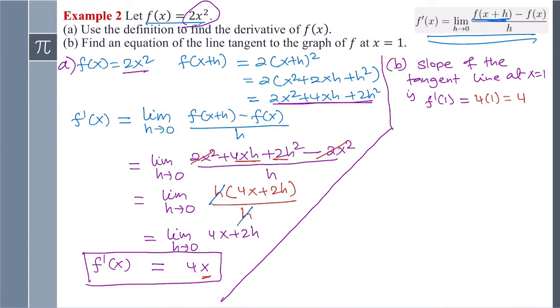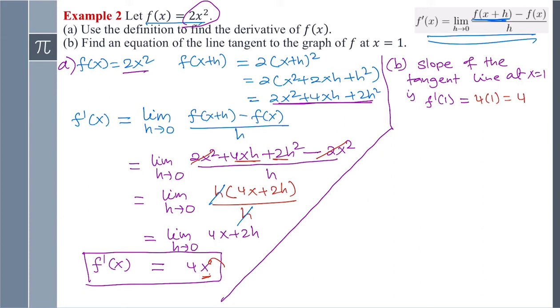Now what this does is, if I want to find the slope at x equals 2, I'll just take 2 and plug it in here. The slope is 8. Or if I want to find the slope at 0, I'll just plug it in here. The slope is 0. Or if I want to find the slope at x equals negative 2, then I'll just plug it in here, and I get 4 times negative 2, which is negative 8. Once you have this function, you can find the slope at any point you want. So that's what this derivative function does.